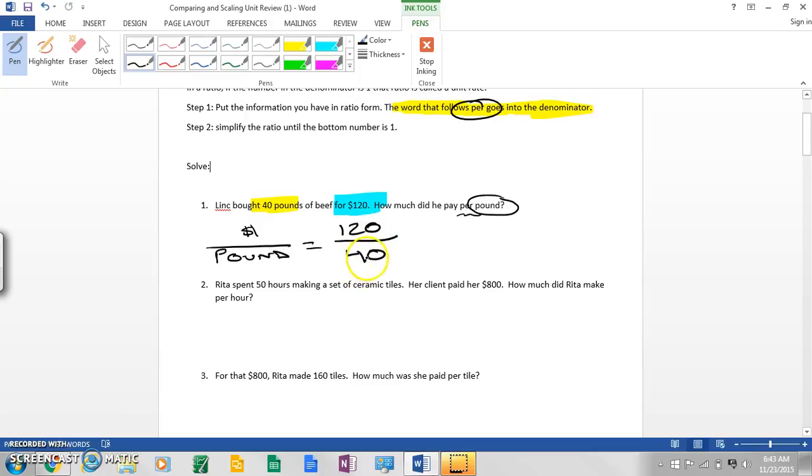We can simplify these fractions. Divide the top and bottom by 10. That's going to simplify to 12 over 4. 12 divided by 4 is just going to give us 3. So we have to ask ourselves, what does this 3 actually mean? Well, it means that he paid $3 per pound. It's important to write that out in word form so it makes sense in our problem.